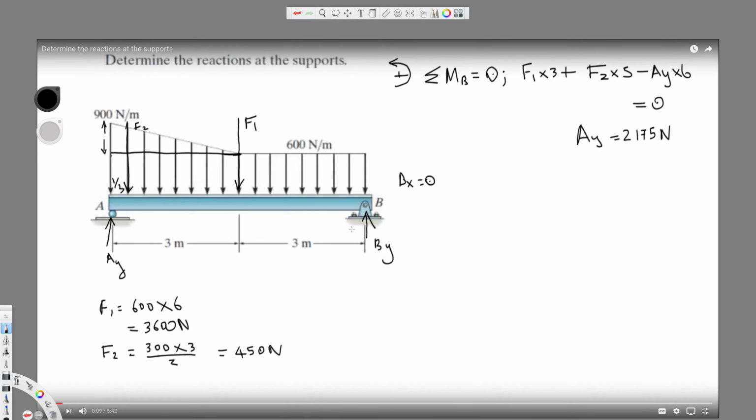Then what else I had to find out is the other reaction. AY is one of the reactions, and the other one is BY. So we found this one already. We had to find the BY. In order to find the BY, I had to find the moment around A. So let's take the moment around A. The total moment around A is going to be equal to 0. So let's take clockwise positive. So F2 is at 1 meter distance, so F2 times 1.